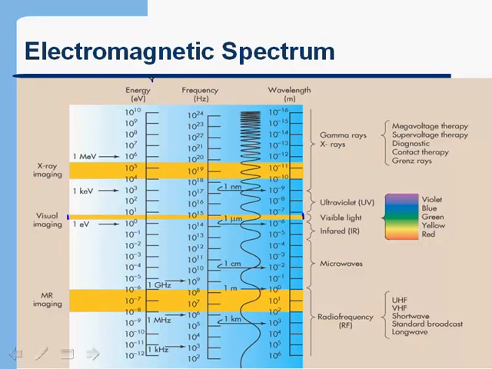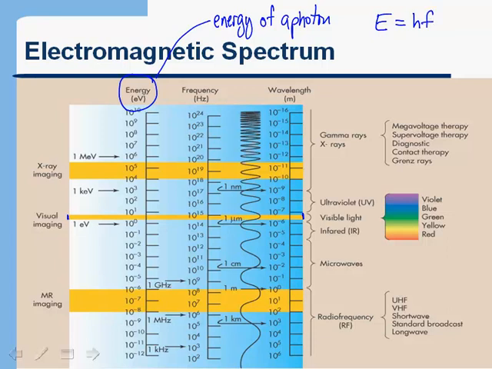Let's look at this column, which we haven't talked about, the energy. This is the energy of a photon of the different types of electromagnetic radiation. And we're going to talk about this more next week, but the energy of a photon is equal to a constant, which is called Planck's constant, times the frequency of the photon.